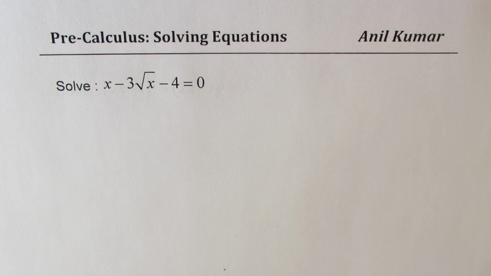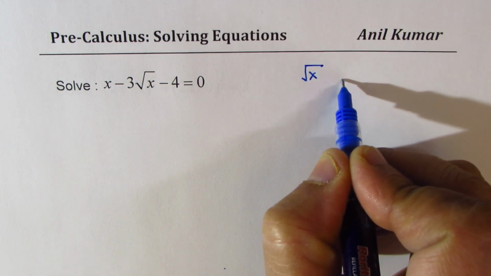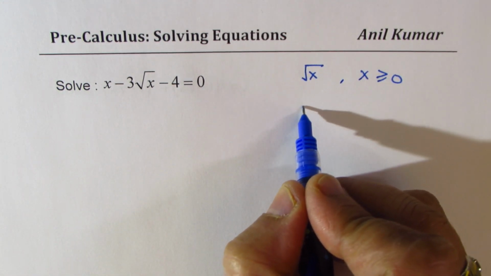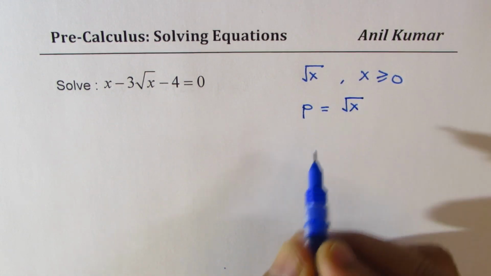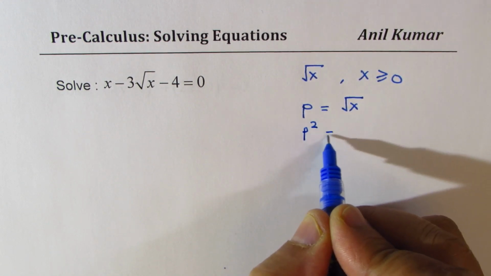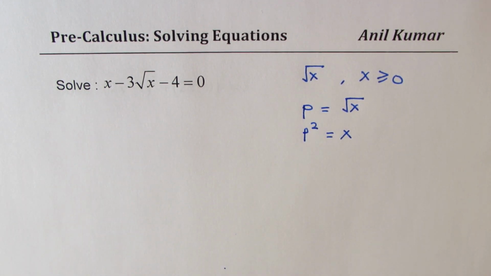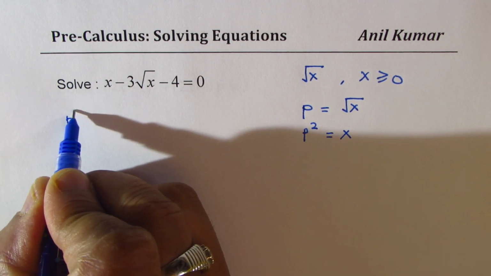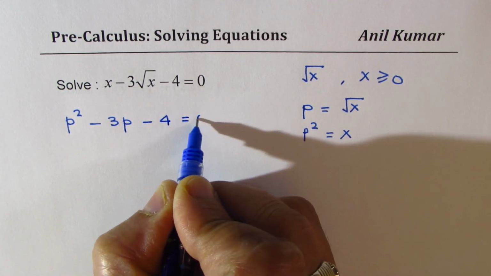So the equation here is x minus 3 square root x minus 4 equals 0. Now, that really means that square root x should be greater than or equal to 0. To solve this equation, we can write some variable, let's say p, equals square root of x. In that case, p square will be equal to x. Now, if I make that substitution, the equation changes to a quadratic equation, right? So, replacing x with p square, we get p square minus 3p minus 4 equals 0, correct?